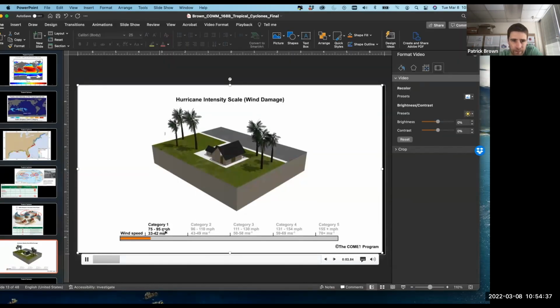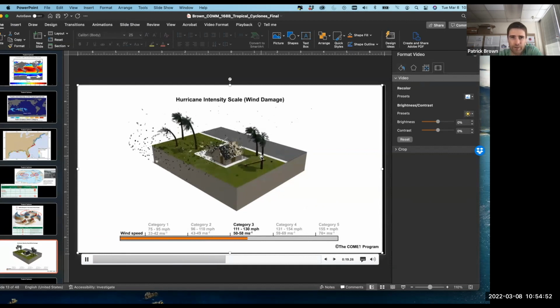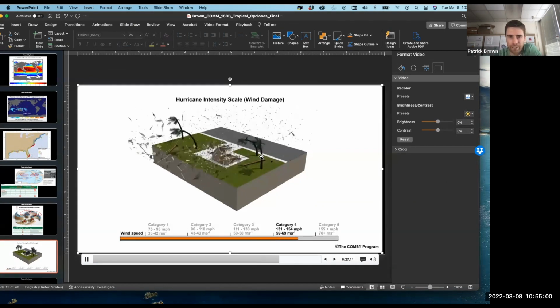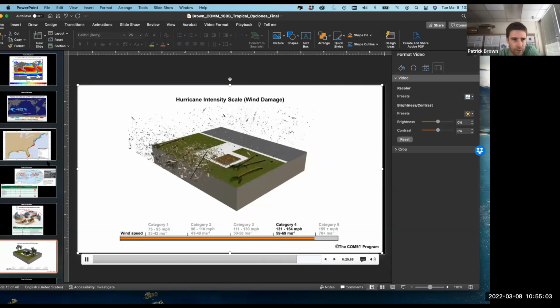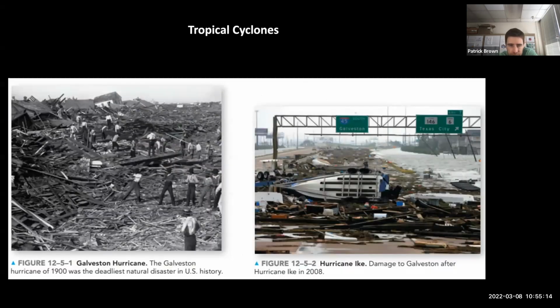So going up from category 1, that looks like you're just kind of blowing leaves off. Category 2, getting the shingles off there. Category 3 is when you're actually blowing down trees, and you can completely wipe buildings off foundations when you're in category 4 and category 5. So here's some pictures of that wind type damage.